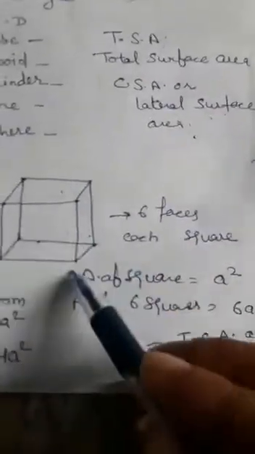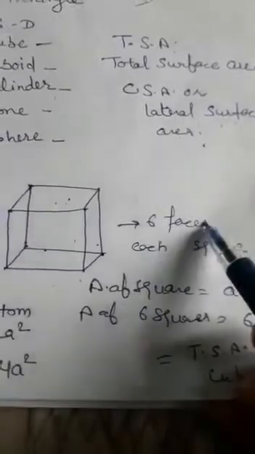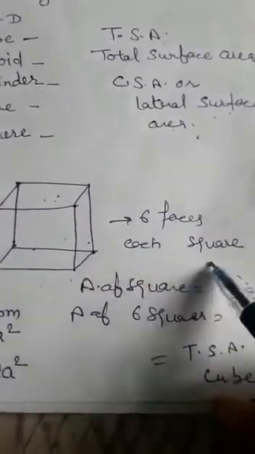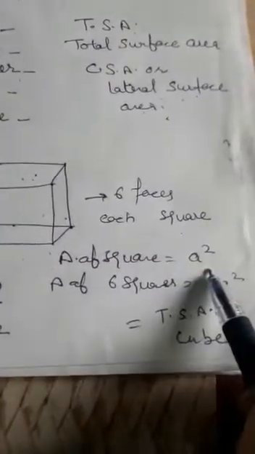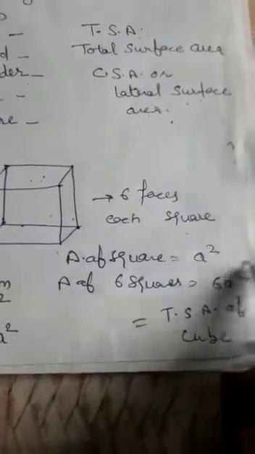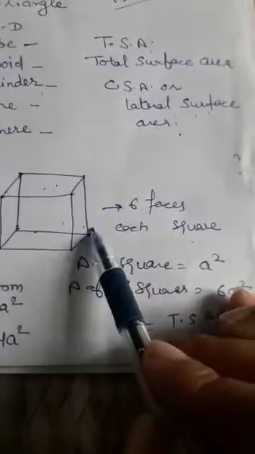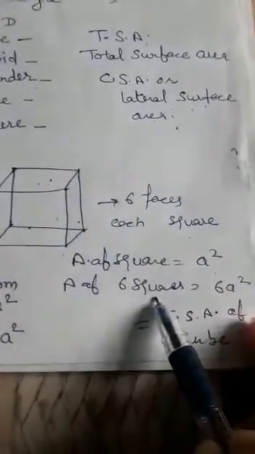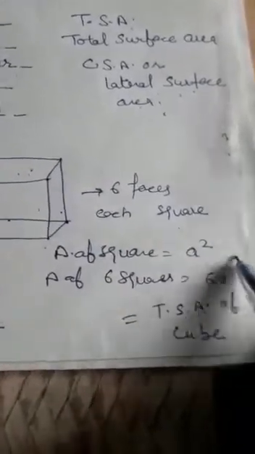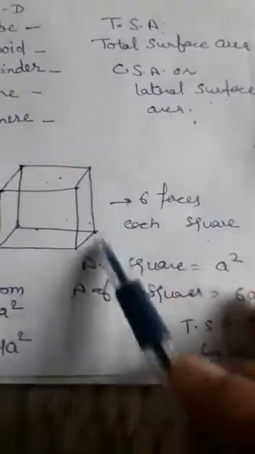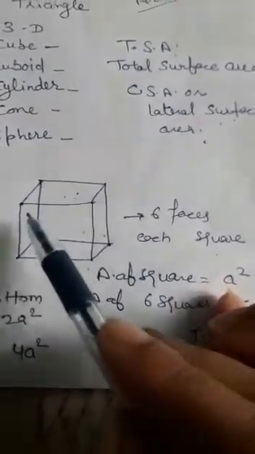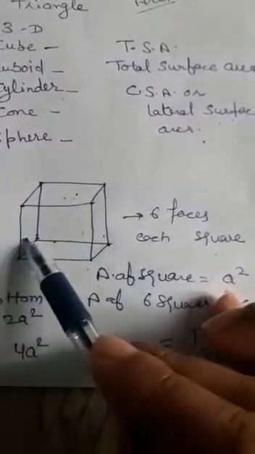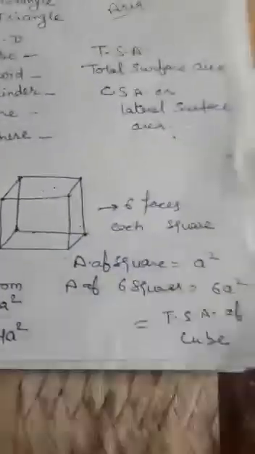Now see, this is a cube. This cube consists of 6 faces and each face is a square. So students, as you know, area of square is a square, means side into side. Now as in cube there are 6 squares, so area of 6 squares is equal to 6 into a square. This is equal to total surface area of the cube: a square, a square, a square, a square, a square and a square. Total is 6a square.